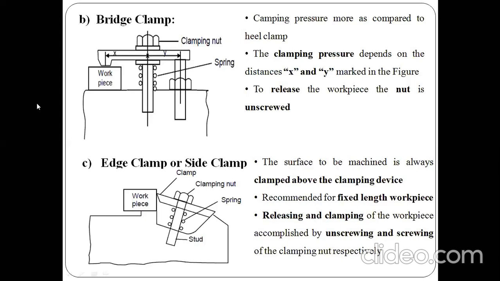Next one, edge clamp or a side clamp. Why is it called an edge clamp or a side clamp? You can identify from the figure. This workpiece is clamped at a particular edge at some angle. So clamping nut is provided and the spring is provided for the tightening purpose. This is a stud and with the help of this mechanism you can clamp your workpiece at a particular edge at some angle. The surface to be machined is always clamped above the clamping device.